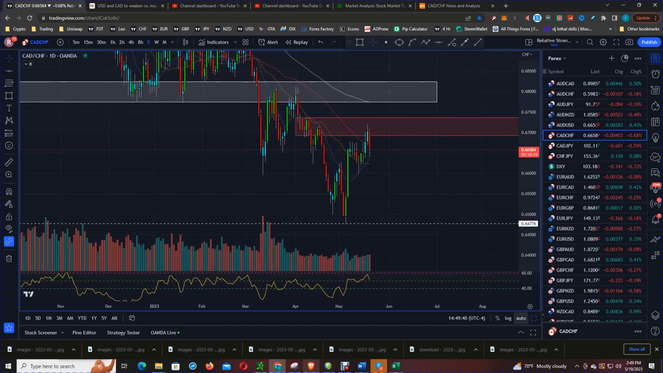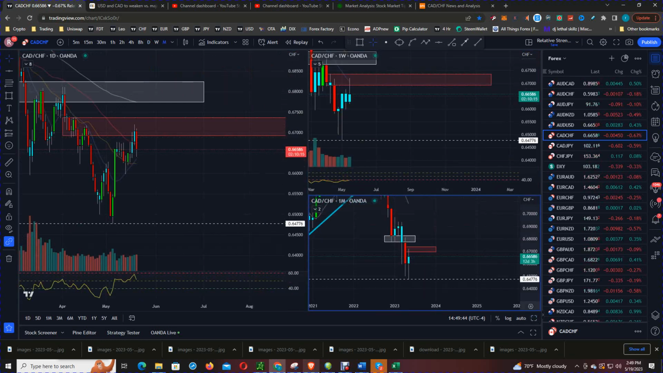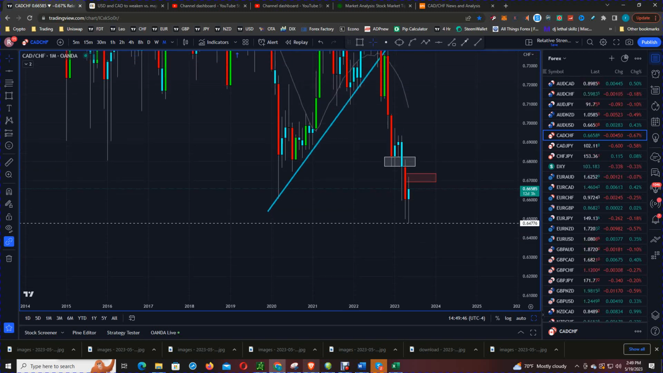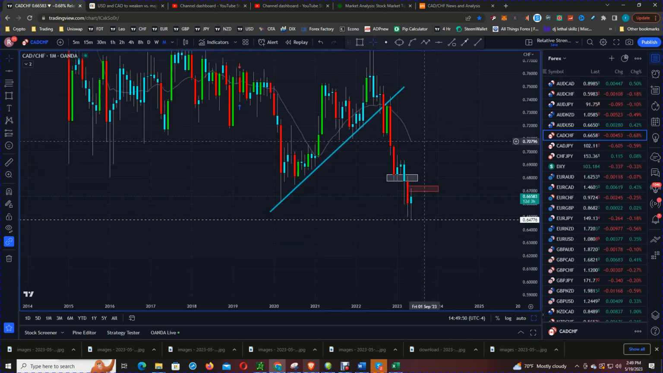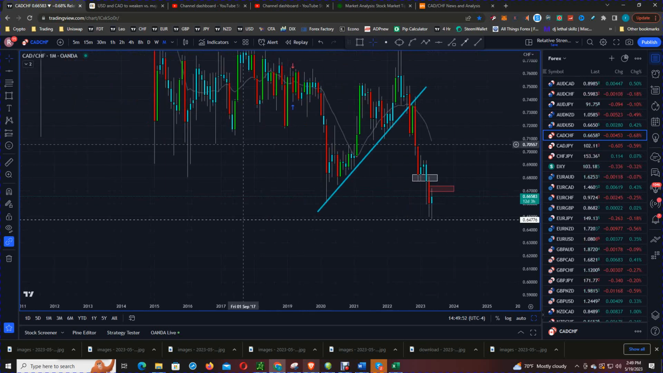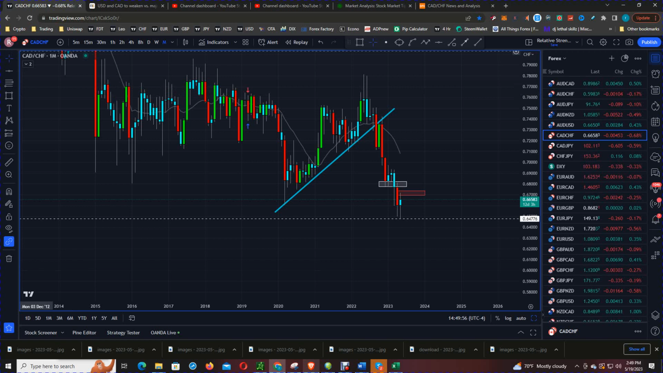Now, just zoom back out. So how do we know if we are going to make lower lows? One of the things I like to do at times when I am trading Forex is to look at the actual currencies. So we're going to look at the Canadian dollar and the Swiss franc.